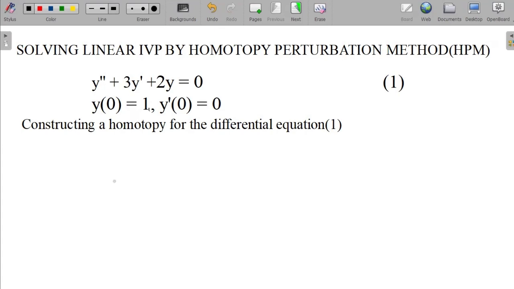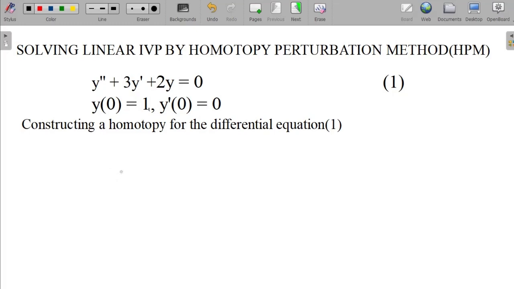Today we want to consider the solution of an initial value problem by using the homotopy perturbation method, HPM. The initial value problem is y'' + 3y' + 2y = 0, with the initial conditions y(0) = 1 and y'(0) = 0.